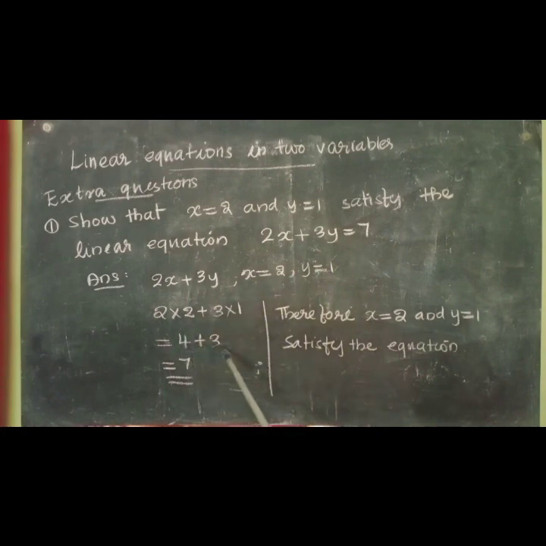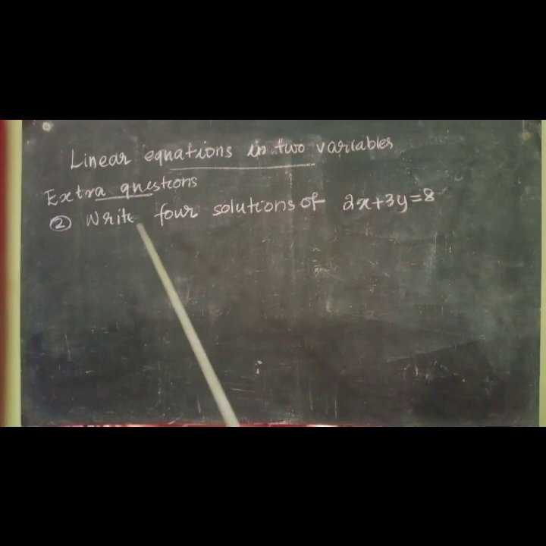That is equal to 4 plus 3. That is equal to 7. We got the answer here, 7. Here in the equation, the right side also we can see 7. So it is true. So we can conclude, therefore, x equal to 2 and y equal to 1 satisfy the equation. Next question is write 4 solutions of 2x plus 3y equal to 8.